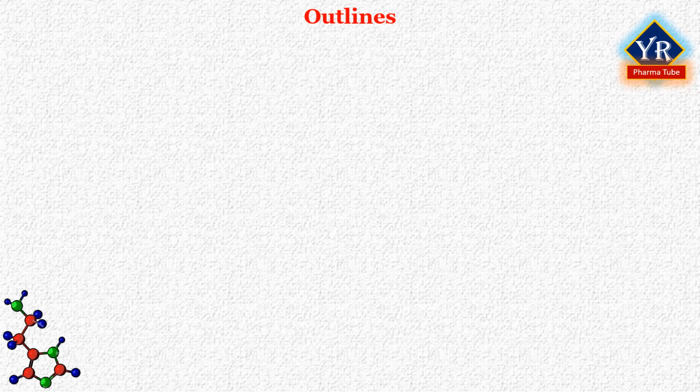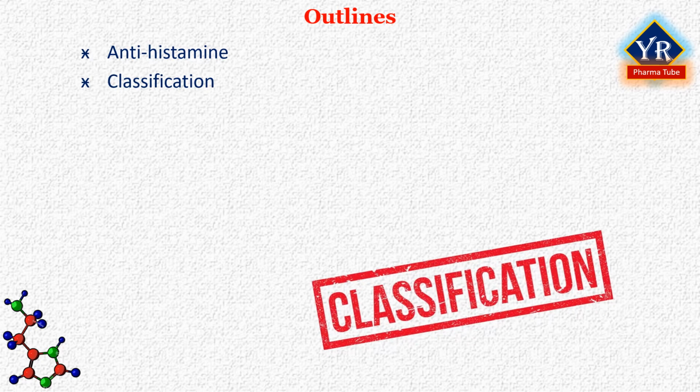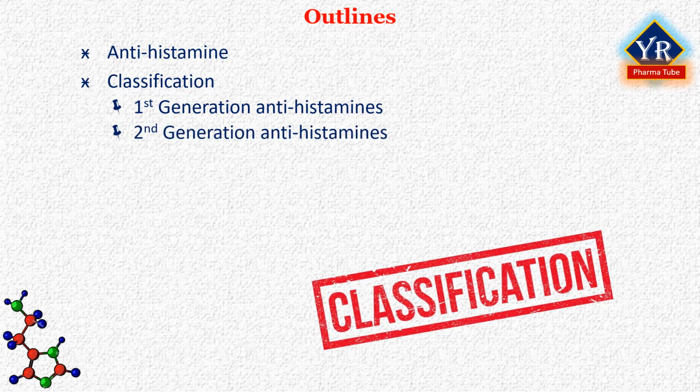Outlines of the lecture. By the end of this video, you will understand what are antihistamines, how they are classified into three different classes of drugs such as first generation antihistamines, second generation antihistamines and dual acting antihistamines.